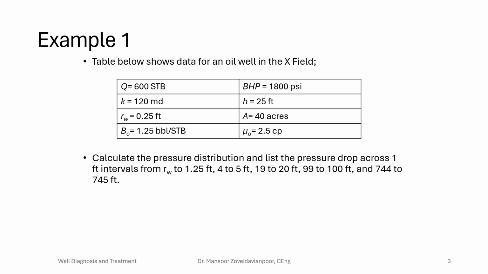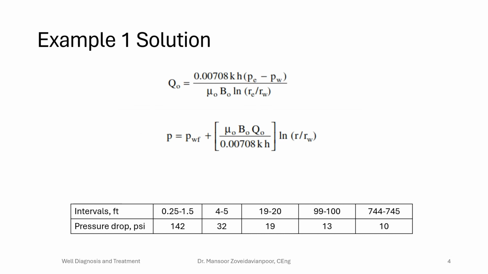So the necessary data such as bottom hole pressure, production rate, reservoir permeability, reservoir thickness, wellbore radius, and others are provided so that we can perform the calculation. So the purpose is to calculate the pressure distribution at the start and end of each specified interval using the given data. So the following tables show the intervals and pressure drop for this example after solving this equation for pressure.